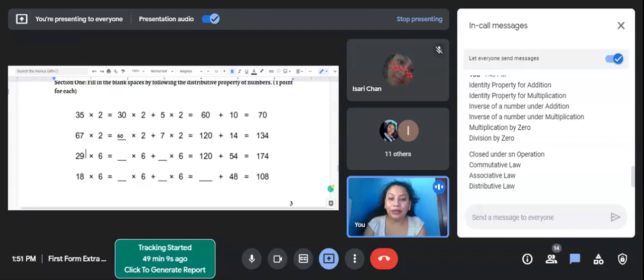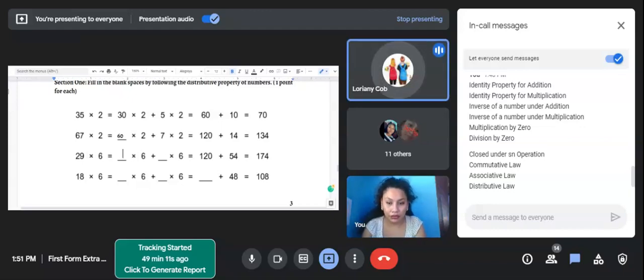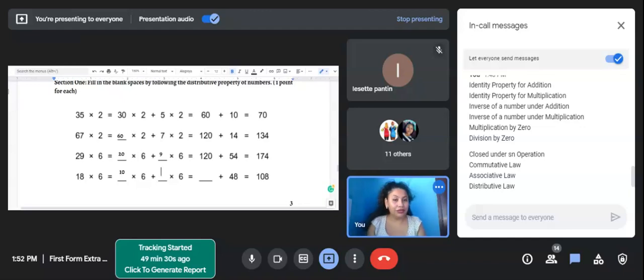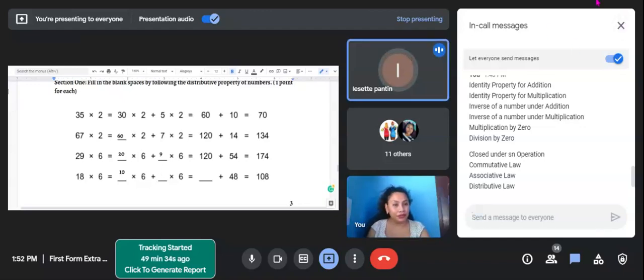Okay, what about the other one? 29 times 6. 20, and the next one, 9, very good. This one? 10. 10, and the other one? What would go there?